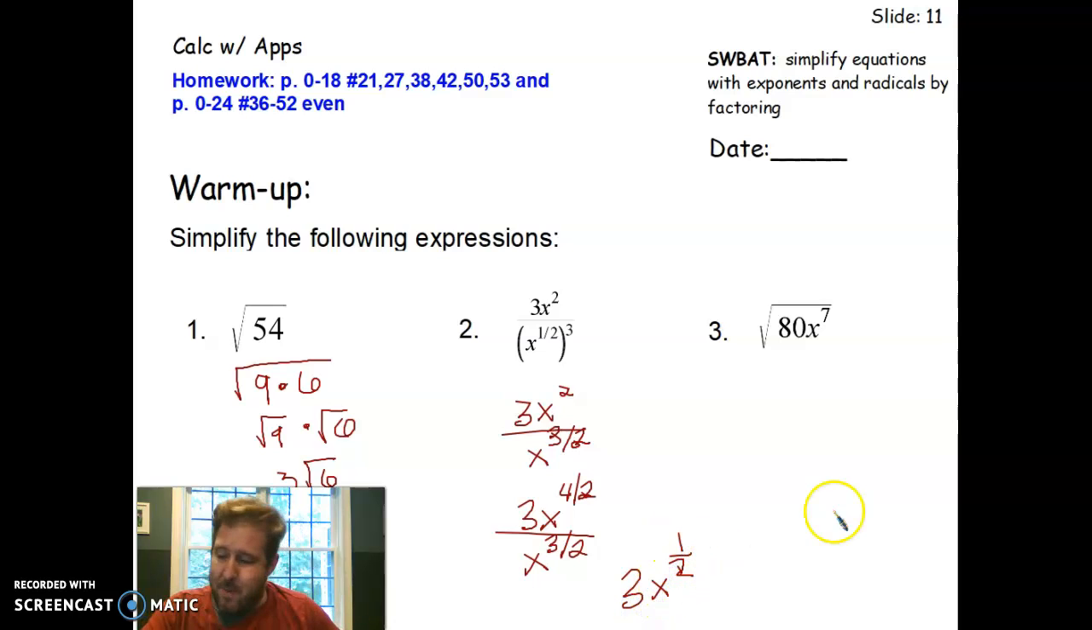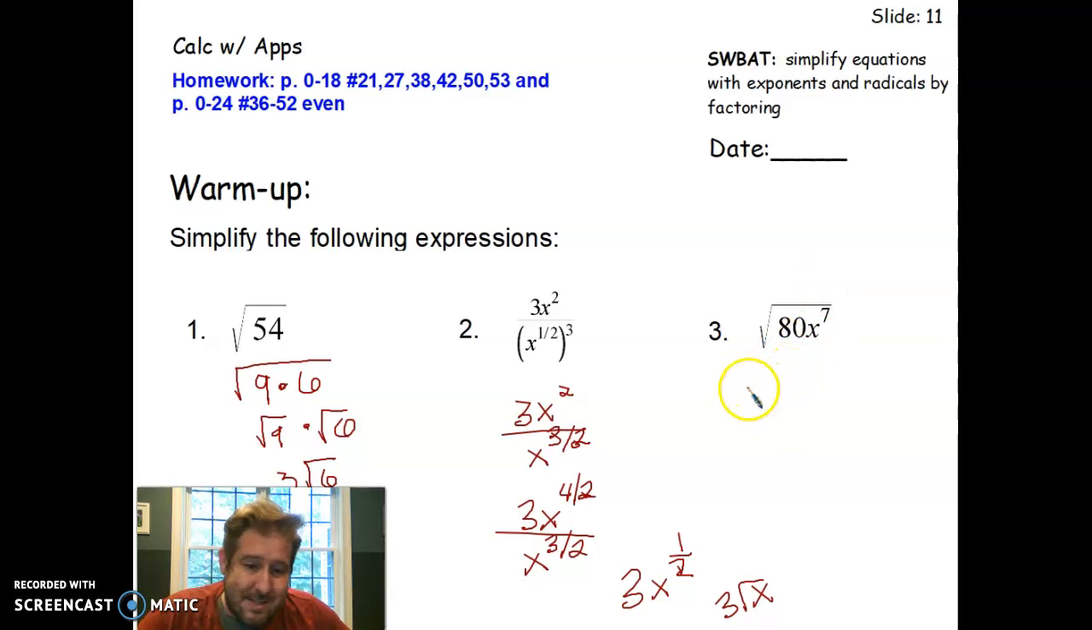Now, 1/2 power is the same thing as square root. So technically you have 3 times the square root of x. That would be the exact same thing. Okay.